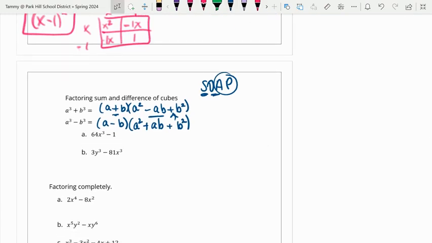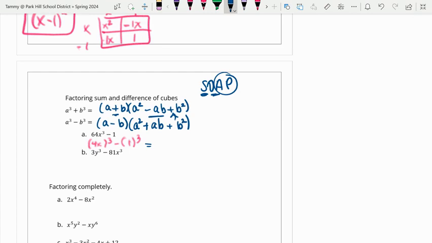But I have to determine, when I have a cubed minus b cubed, so 64x cubed minus 1, I have to determine what is to the third. So 64x to the third is what to the third? You're going to think of that as 4x quantity to the third minus 1 to the third. So my a is 4x and my b is 1.